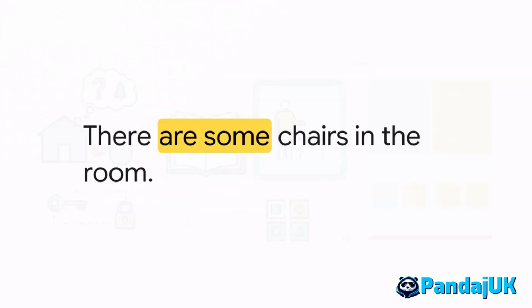Let's move to plurals, which is 2 or more things. There are some chairs in the room. We use there are because we have many chairs. Also, notice the word some. We often use some in positive sentences when there's more than one thing.